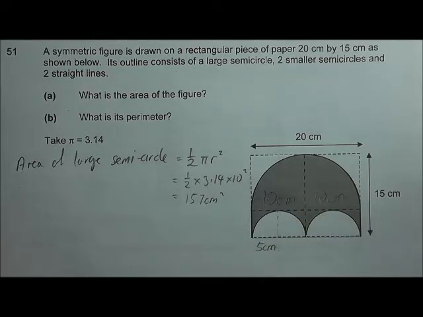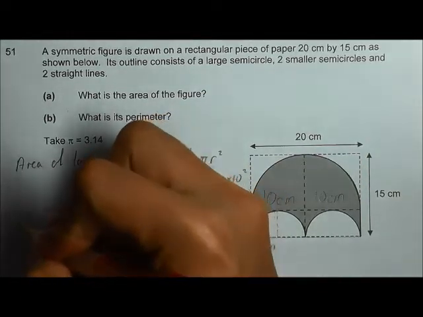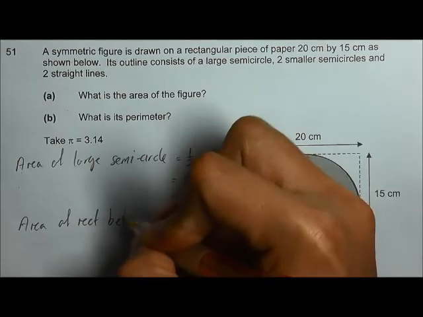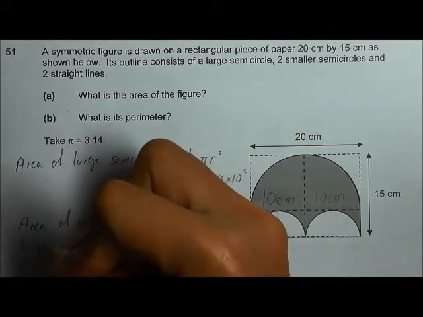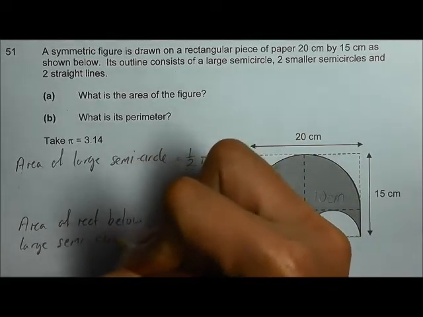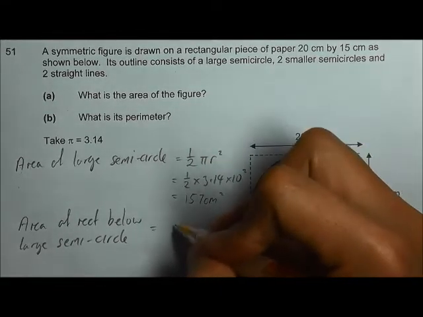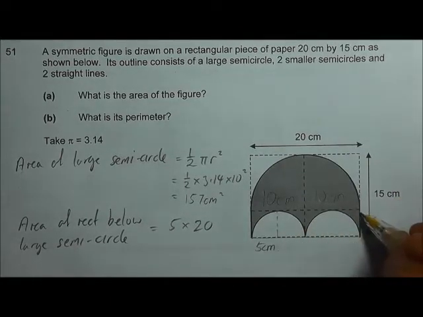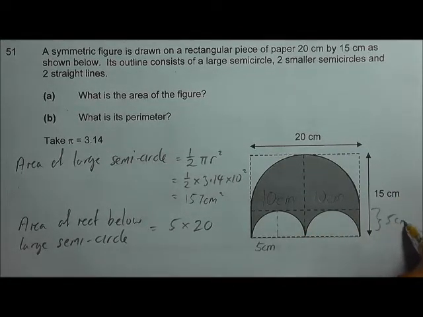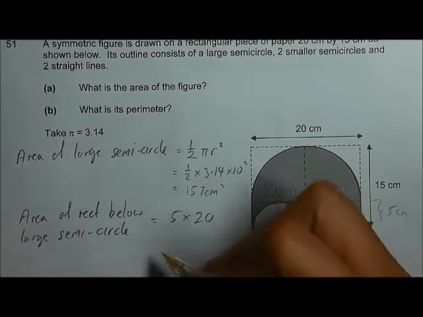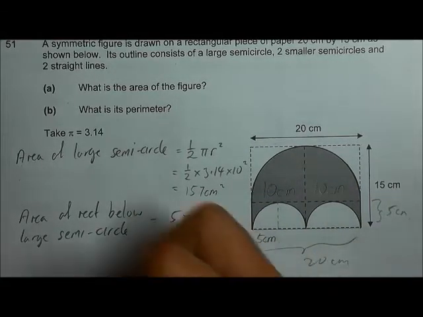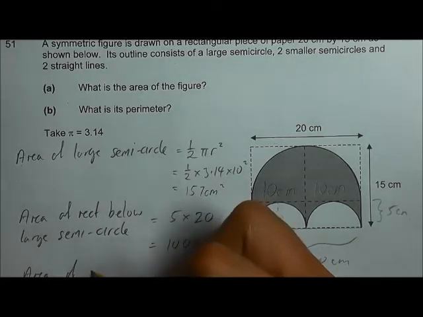Okay, next we want to find out what is this rectangle here. So it will be the area of the rectangle below the large semicircle. This is 5 cm times 20 cm here. Okay, so it's 100 cm squared.